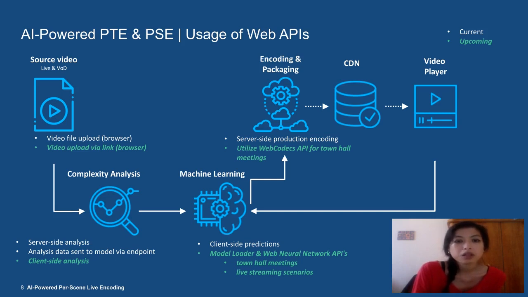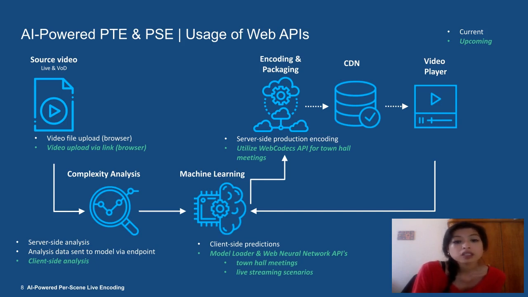However, with each model comes several predictions that must be filtered down in order to form a proper optimal encoding ladder. To overcome this issue, we've developed an encoding ladder API in order to filter through the results and select the bitrate resolution pairs that lie close to the convex hull.